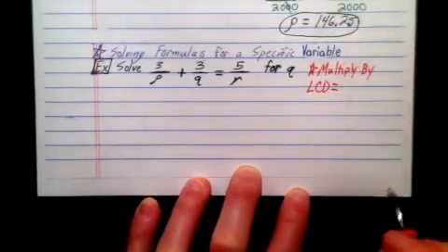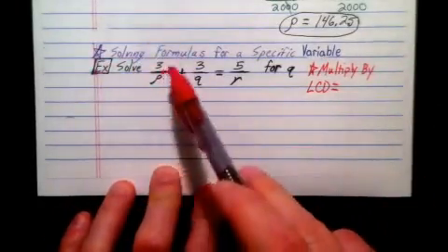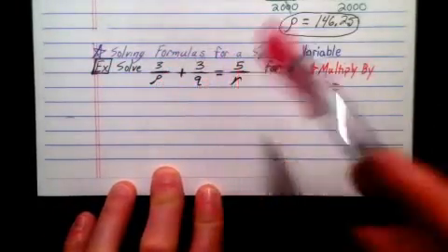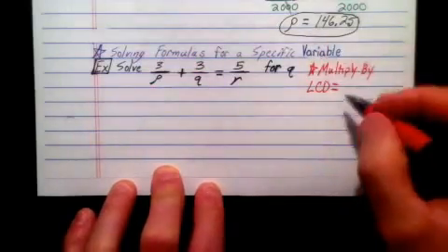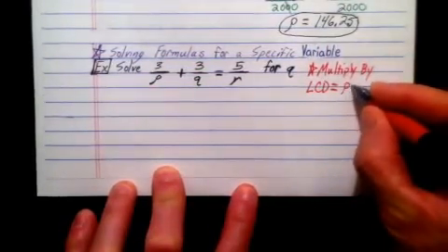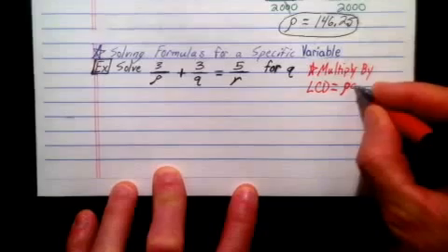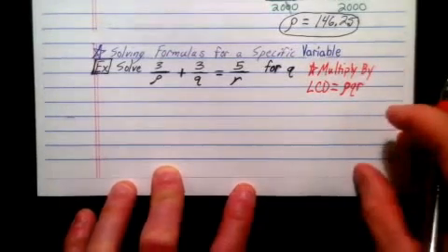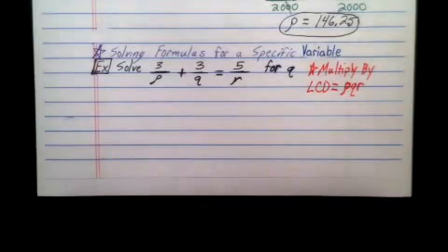which in this case, our LCD, we have a factor of a P, a Q, and an R, to make them all match each other. Well, none of those are factorable, so we just stick them all together. PQR is going to be our least common denominator here.